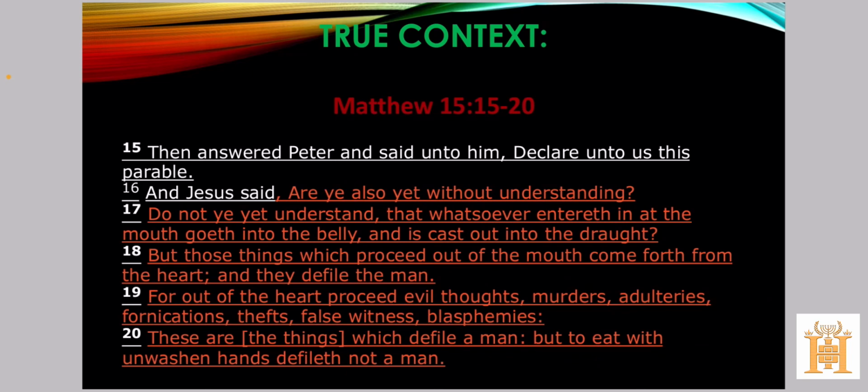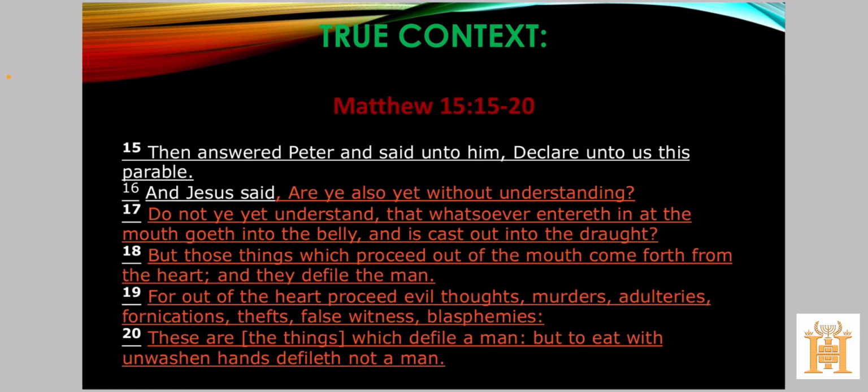Verse 17. Do not ye yet understand that whatsoever entereth in at the mouth goeth into the belly and is cast out into the draught? Verse 18. But those things which proceed out of the mouth come forth from the heart, which means the mind, and they defile the man. Verse 19. For out of the heart proceed evil thoughts. That's how you know when he's talking about the heart, it's talking about the mind. Because the heart is just a muscle. It does not have thoughts at all.